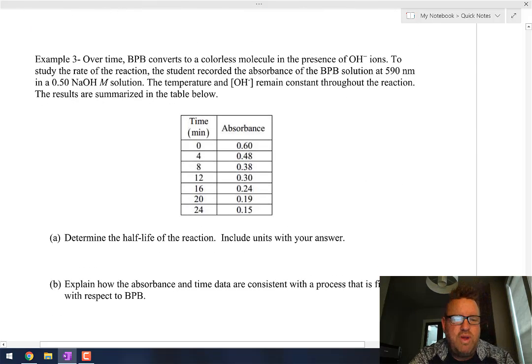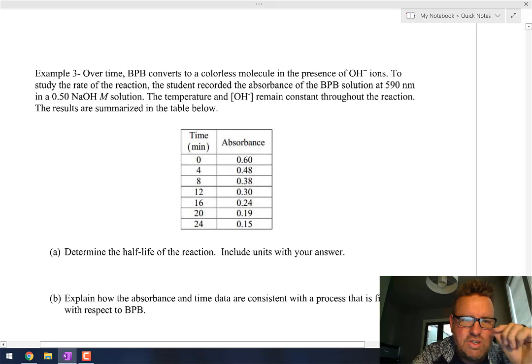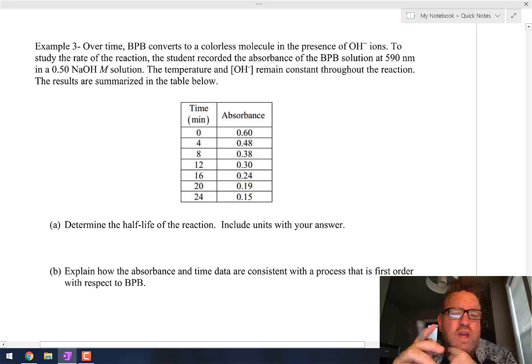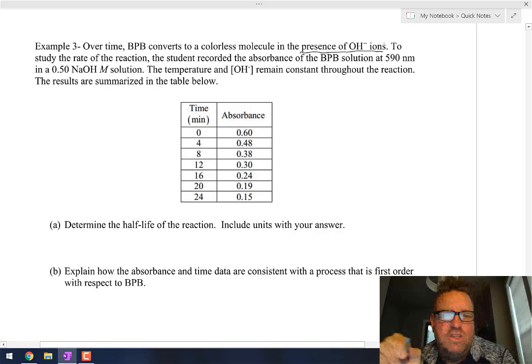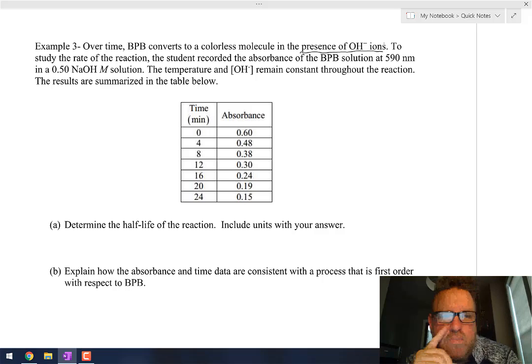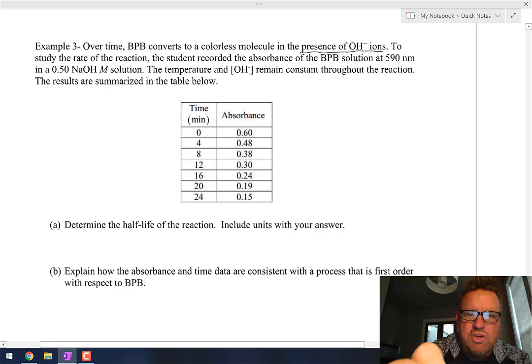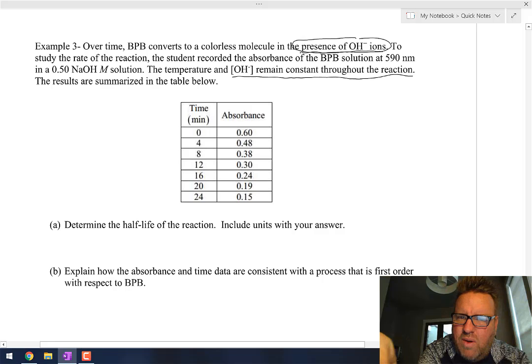Okay, example 3. The first couple parts not too bad, but the last question is a little tricky on this one. So over time, some BPB, whatever that is, converts to a colorless molecule in the presence of hydroxide ions. It doesn't say it reacts with, and that's kind of an important part there. To study the rate of the reaction, the student recorded the absorbance of the BPB solution at 590 nanometers in a 0.5 molar NaOH solution. The temperature and the OH minus remain constant throughout the reaction. Again, it's doing something in the presence of OH, but OH isn't changing throughout the reaction.